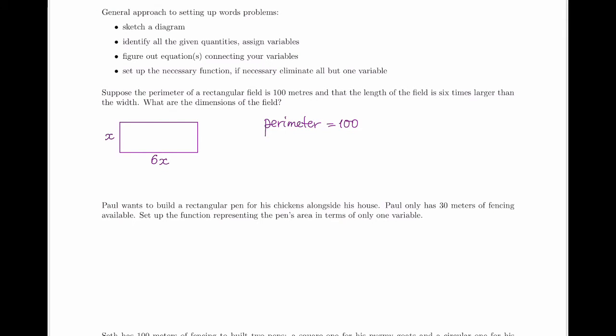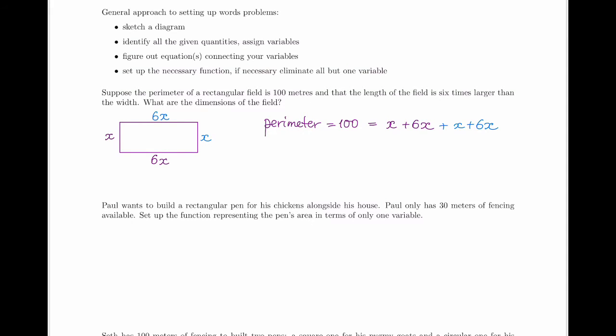Now I can use my variable x, that I happen to have only one of, to express the perimeter. So here I have to figure out how many x's it takes to go all the way around. I'm going to have x plus 6x for the sides that I already have labeled, so x plus 6x. And then for the other two sides, I'm going to have another x and another 6x. All the way around means I have to add all of them up, and that is what forms my perimeter.